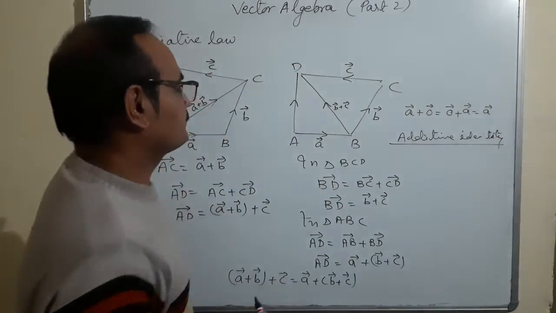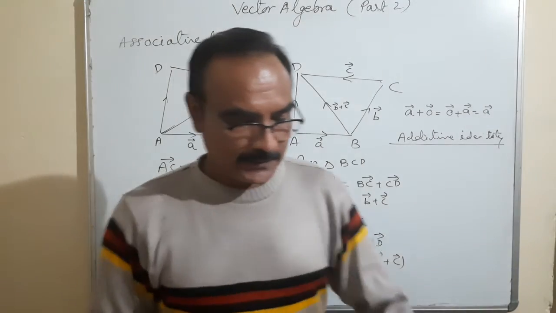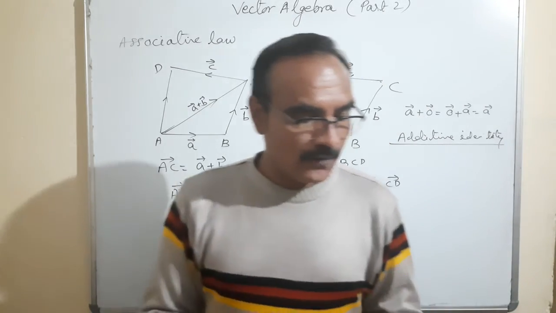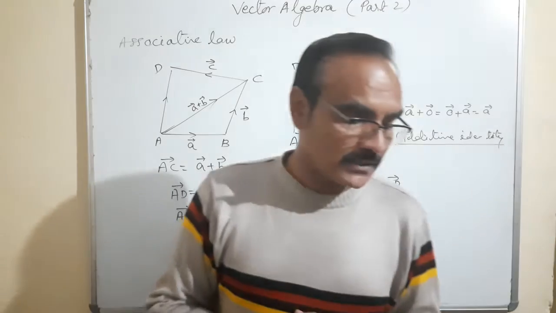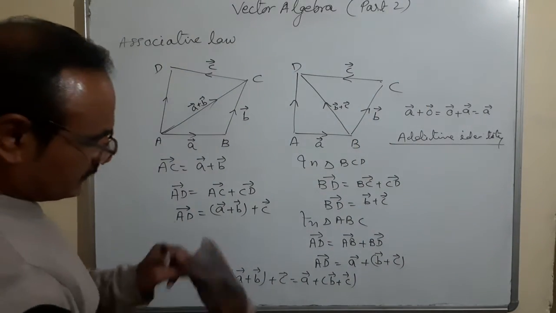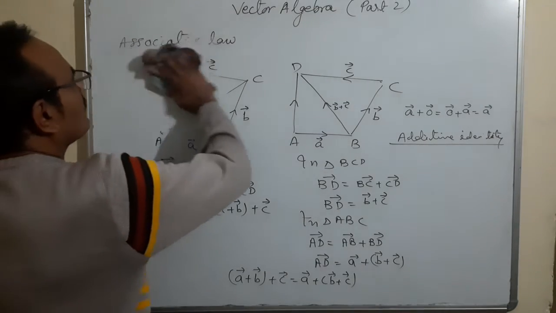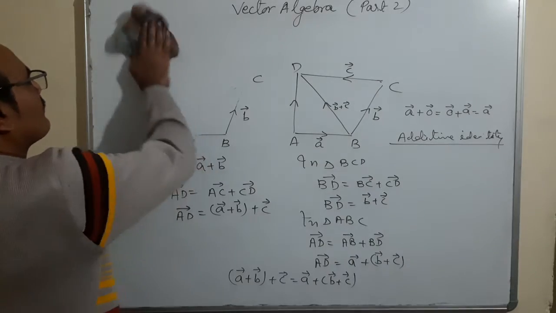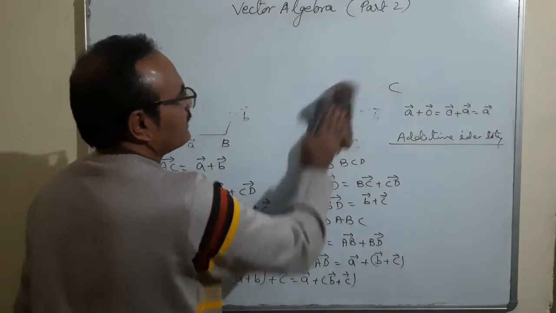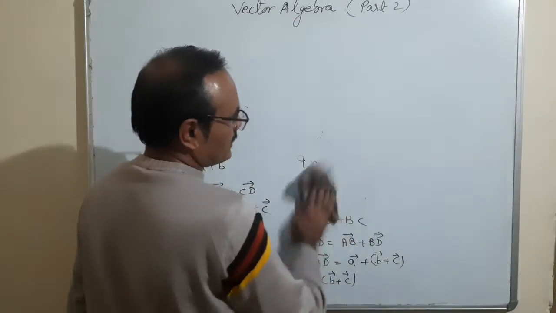After that, we are coming to the next topic, that is multiplication of a vector by a scalar. Now let us see what happens with that. Multiplication of a vector by a scalar, let us see which condition comes. We'll understand with the diagram.